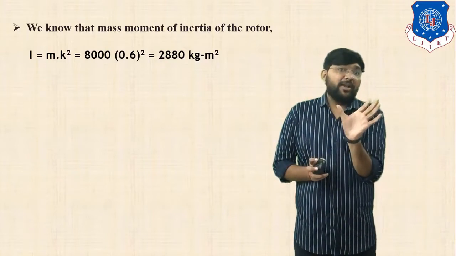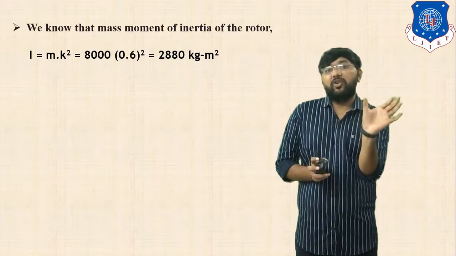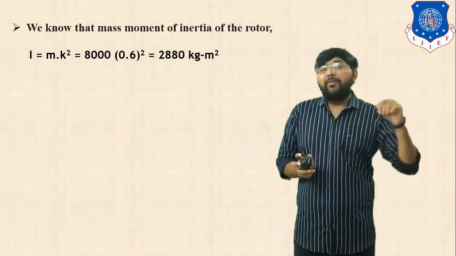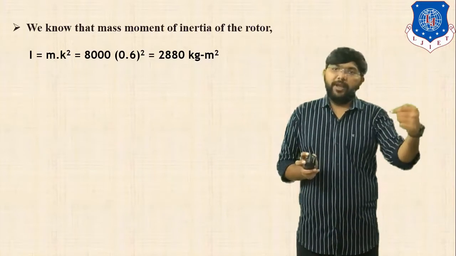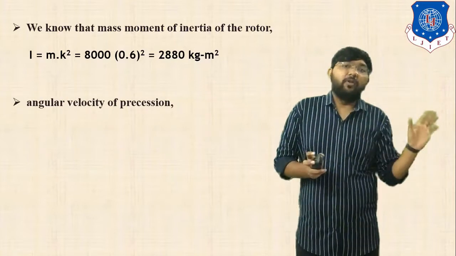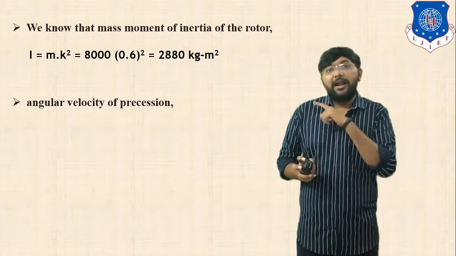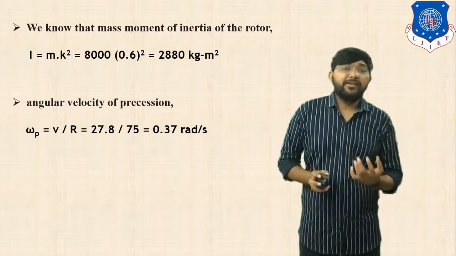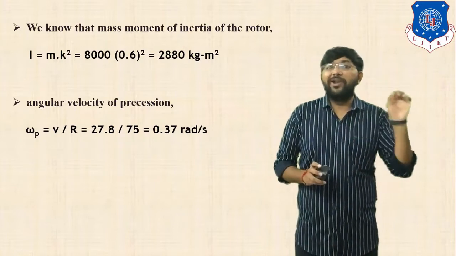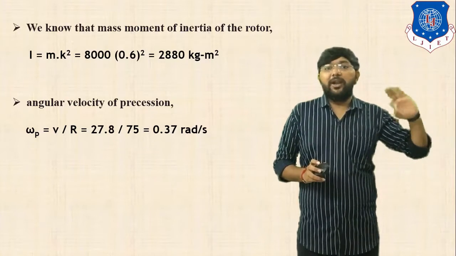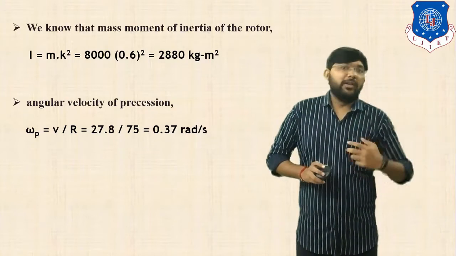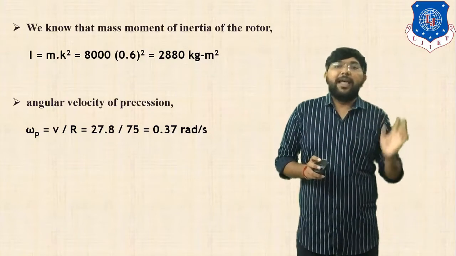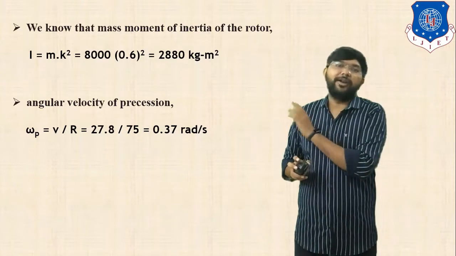In the reactive gyroscopic couple you have to find 3 values, because the equation is I omega omega P. We found the value of I. We also have to find omega and omega P. Omega we already found: omega is equal to 2 pi N by 60. Now we have to find the angular velocity of the axis of precession, omega P. The equation for omega P is V by R. You all know velocity is equal to omega R, so omega is equal to V by R. We have the value of velocity and the radius of curvature. Put these two values over here and you get the answer 0.37 radian per second.